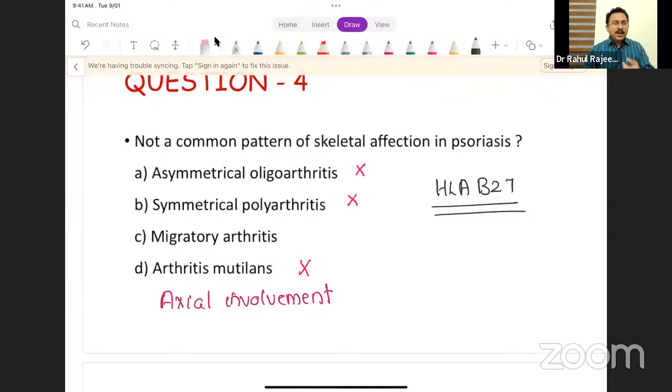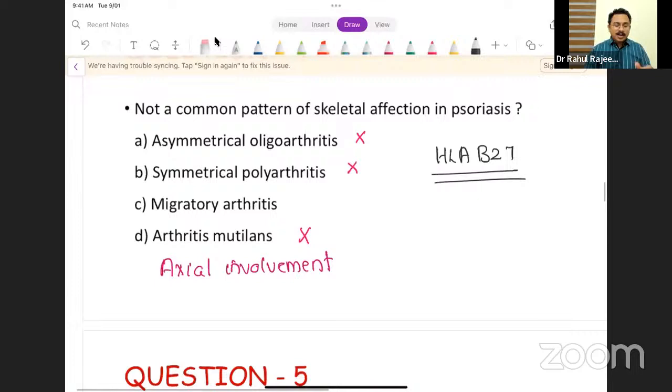And let me just ask you one additional question. Can you tell me what is the direct HLA association of psoriasis? I'm not talking about psoriatic arthritis. I'm just asking you, what is the direct HLA association of psoriasis? I'm just waiting for your comments.